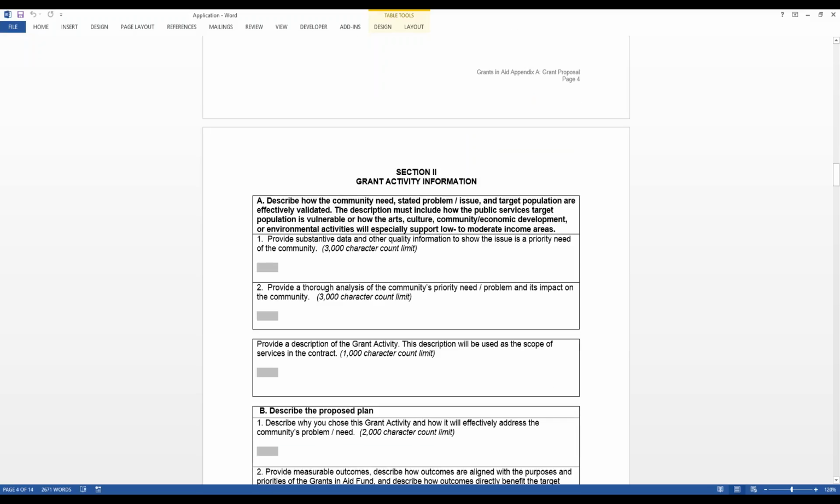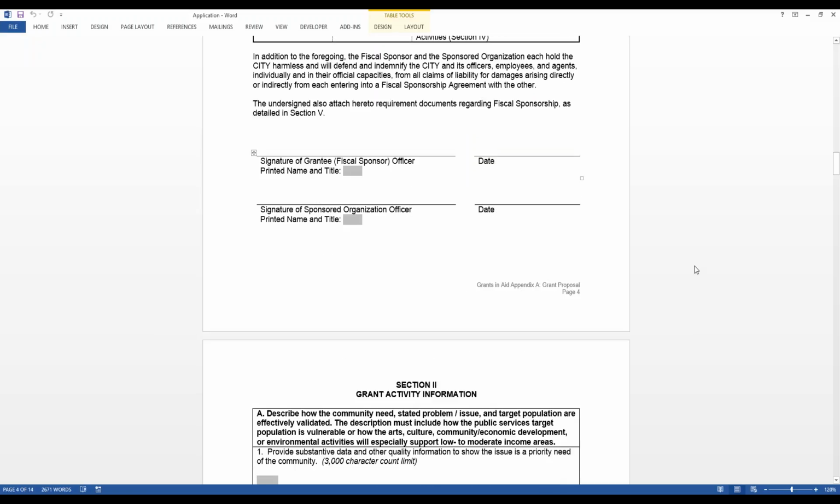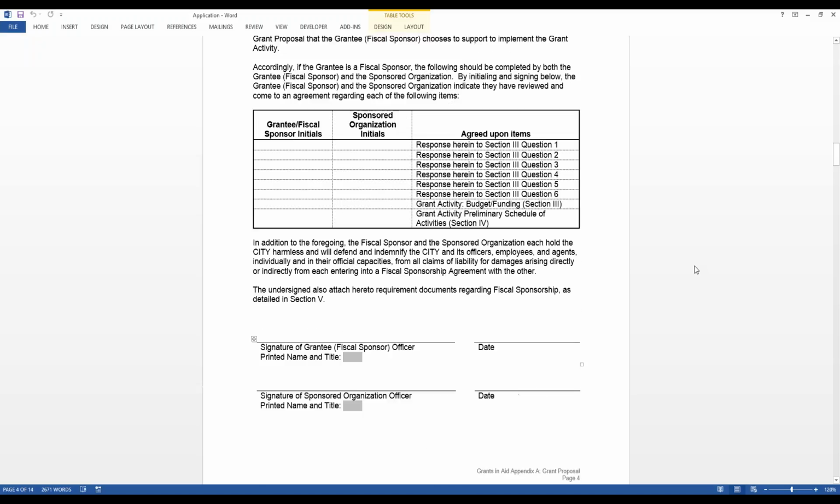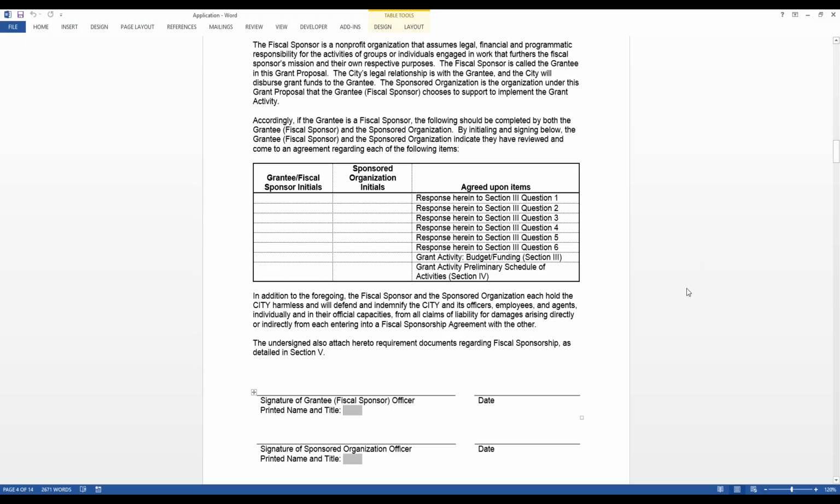So now we got to the very detailed, hold on a second, I think I missed page 4, and this is for those who are doing fiscal sponsorship. So you will need to fill out these sections here. Also make sure you sign the fiscal sponsor and the sponsored organization.